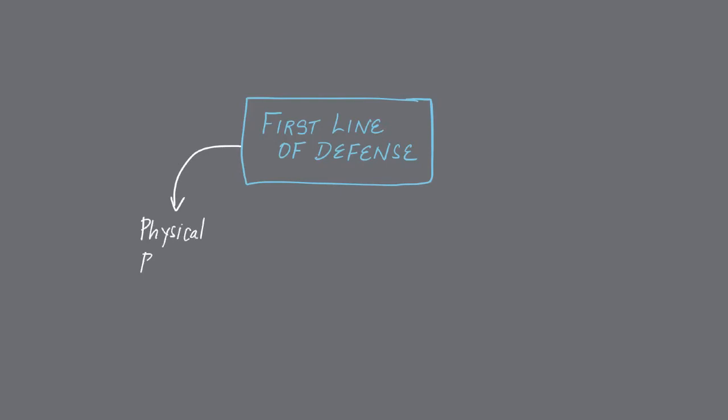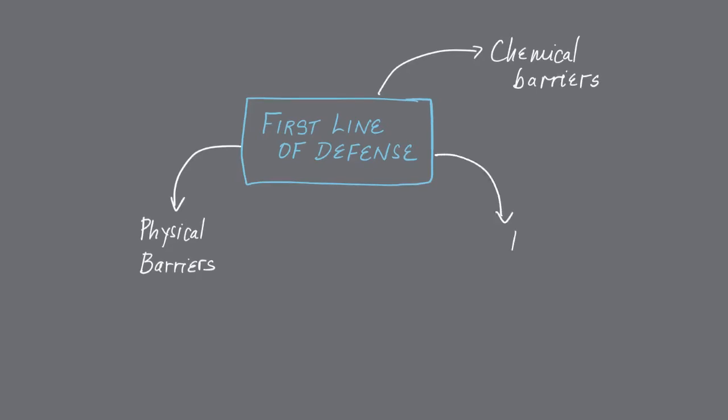So we have three types of barriers. We have physical barriers such as skin, hair, and mucous membranes. We have chemical barriers such as hydrochloric acid, lysozyme, and vaginal secretions that are acidic. And we have physiological barriers such as coughing, sneezing, vomiting, and diarrhea. So let's take a look at each one of these.